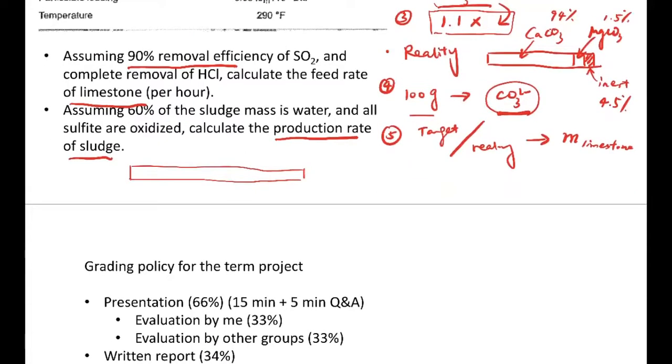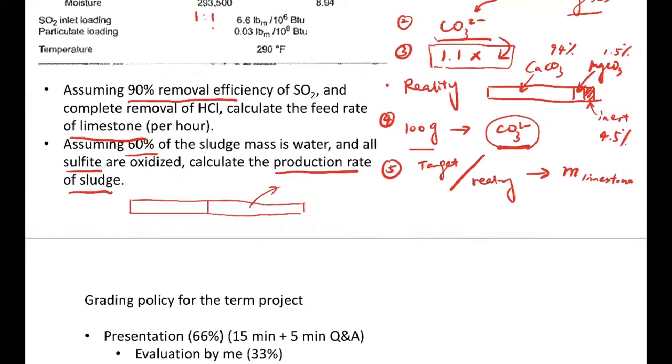So we mentioned that the problem states to assume 60% is water, so we don't need to care about this composition here, right? And then the rest of them are solid, and we further assume that all the sulfate is oxidized, right? In terms of the sludge, since we provided an extra amount of limestone, this extra amount of limestone didn't react at all in this process. So this is going to be M of unreacted.